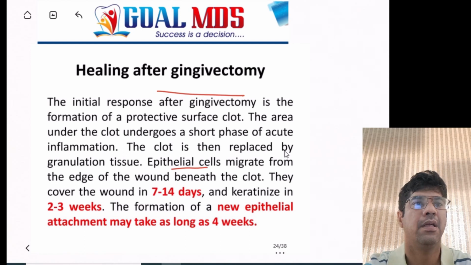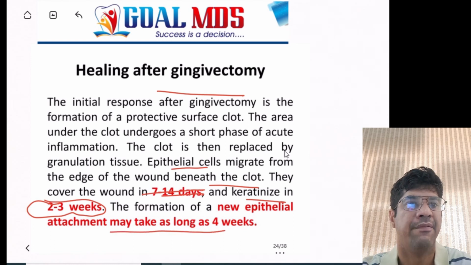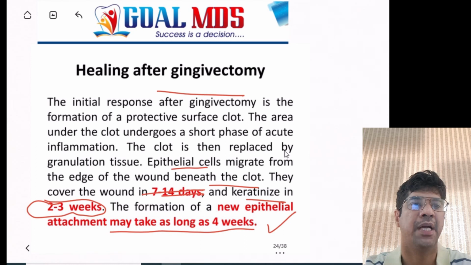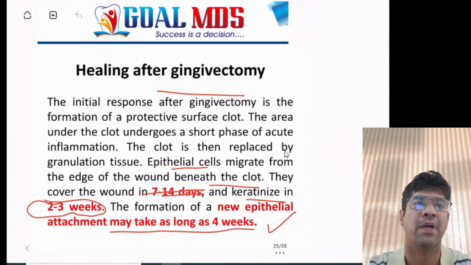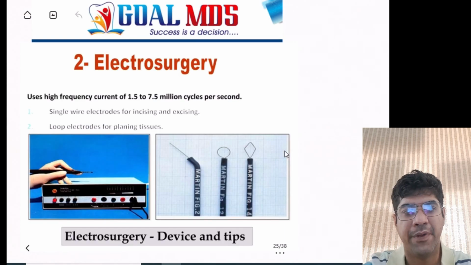So healing after gingivectomy: the epithelial cells migrate from the edge of the wound beneath the clot. They cover the wound in 7 to 14 days and keratinize in 2 to 3 weeks. And formation of new epithelial attachment may take as long as 4 weeks. So remember this from your entrance exam point of view.